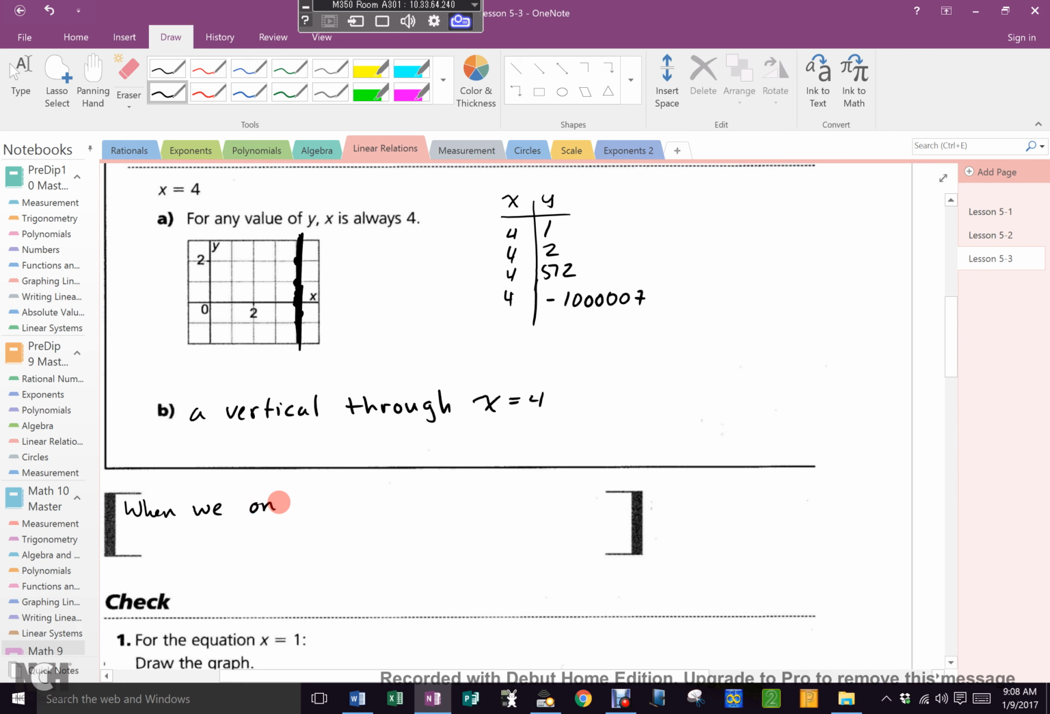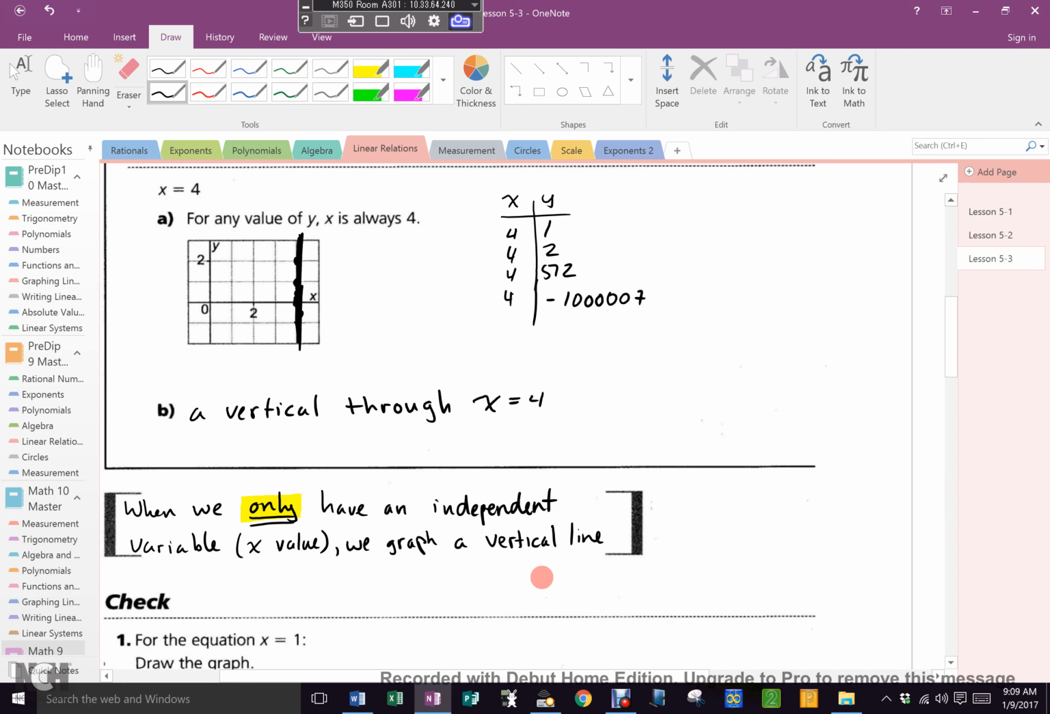Please underline, highlight, do whatever you need to do. When we only have an independent variable, because it's not always going to be X and Y, is it? Right? We did that one with time and temperature, right? We did that one with DVDs and money. Yeah? When we only have an independent variable, and I'm going to put in brackets an X value, we graph a vertical line. And vertical, remember, is up and down. A vertical line.